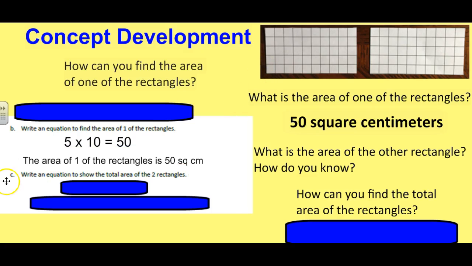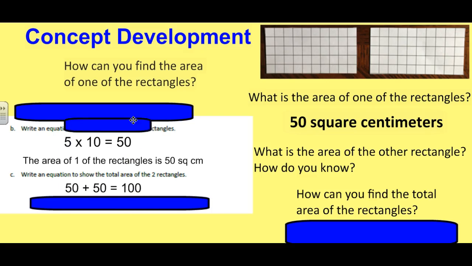Okay, so if you need to correct anything right there, please do that before you move on to part C. Write an equation to show the total area of the two rectangles. So if we know that both of these rectangles have the same area, then what equation can we use to find the area of both of these rectangles together? And then I want you to write a sentence that tells me what is the total area of both rectangles. Whenever you're ready to check your answer, you can push play.